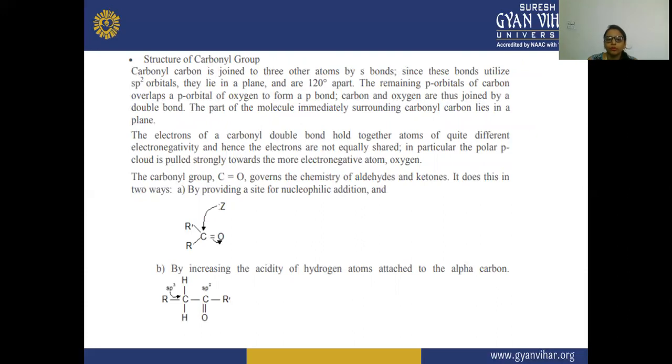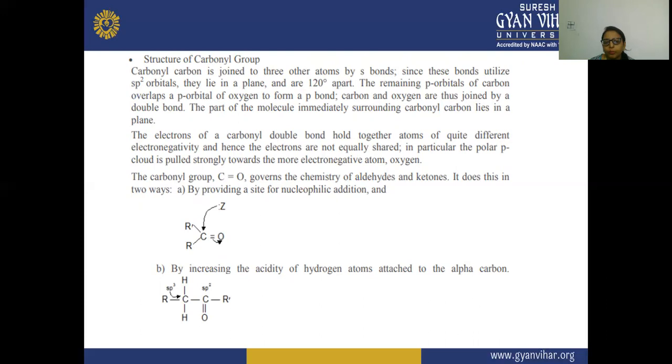Next, the structure of the carbonyl compound. So what is the structure of this carbonyl compound? In this, the carbonyl carbon is joined to three other atoms by sigma bonds. Since these sigma bonds utilize sp2 orbitals, they lie in a plane and are 120 degrees apart. So here the angle formed is 120 degrees.